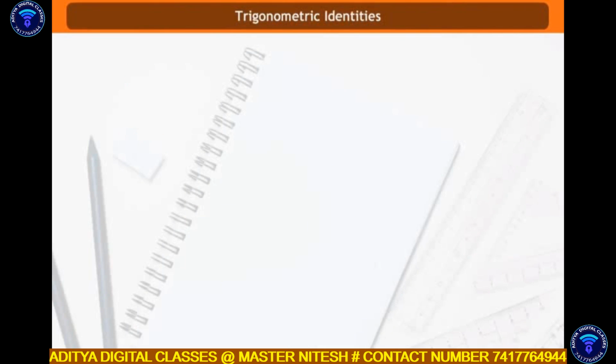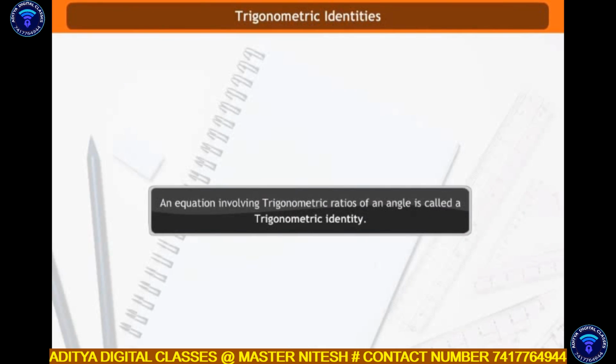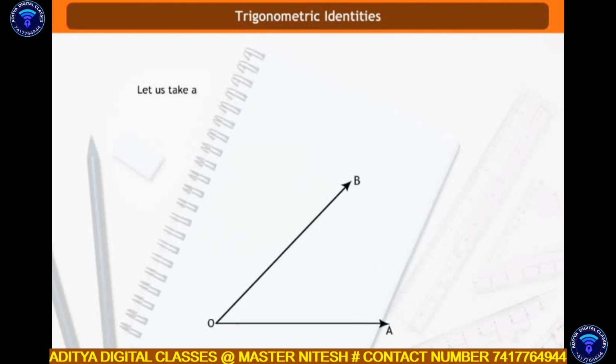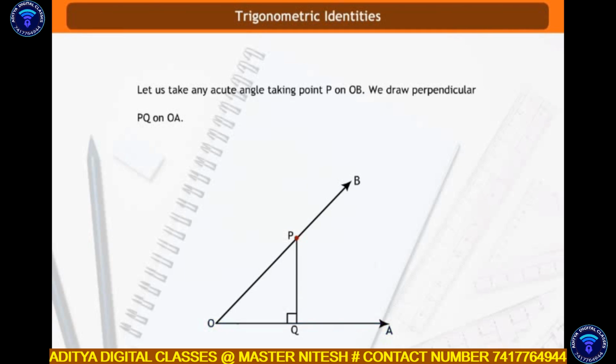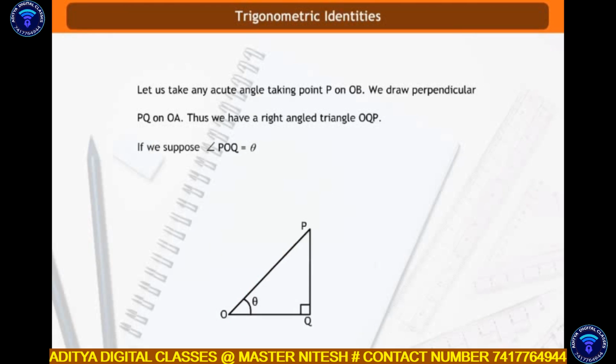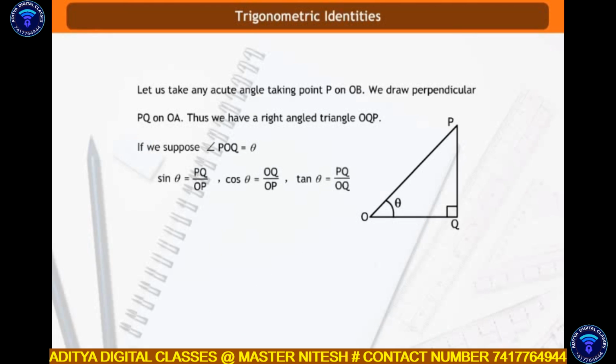Trig identities. An equation involving trigonometric ratios of an angle is called a trigonometric identity. Let us take any acute angle, taking point P on OB. We draw a perpendicular PQ on OA. Thus we have a right angle triangle OQP. If we suppose angle POQ is equal to theta, then we get the trigonometric ratio as shown.